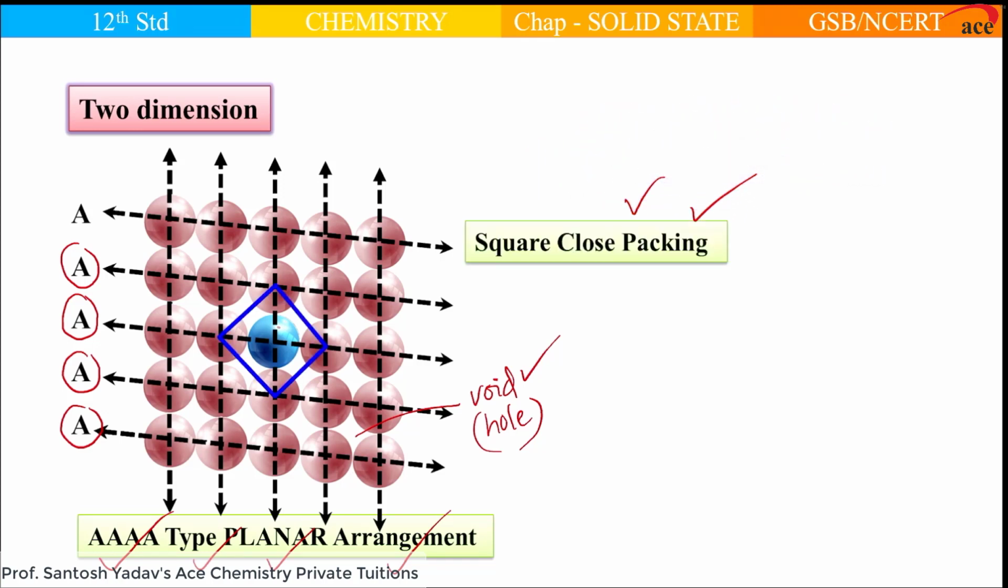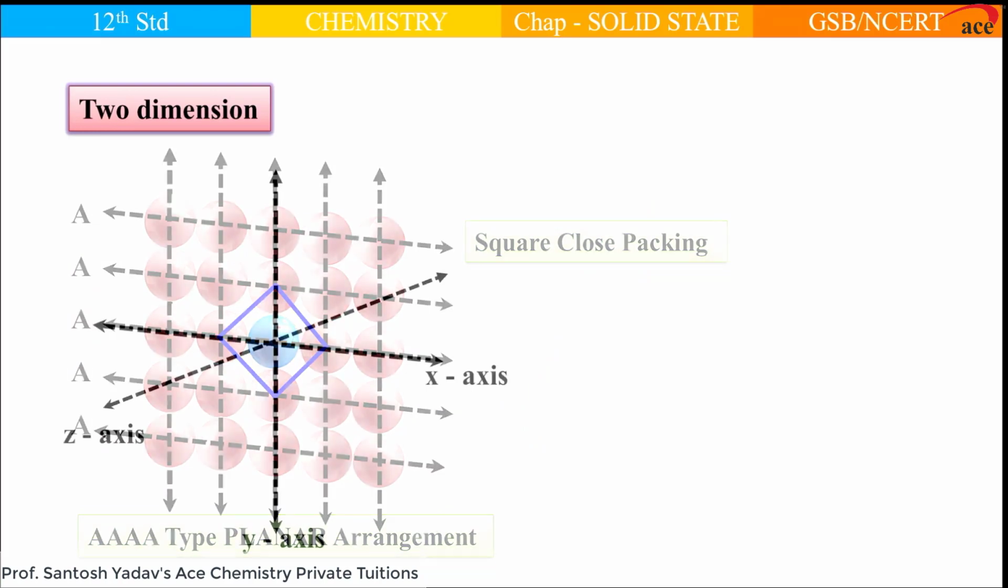Coming to more discussion in this case, this sphere was in direct contact with this sphere, this sphere, this sphere, and this sphere. If you take the centers of the 4 spheres which were in direct contact with the blue color sphere, then the shape that you get is called a square, and it is called square close packing. The word close means spheres are touching each other in all the layers. Square close packing. And remember, coordination number was 4.